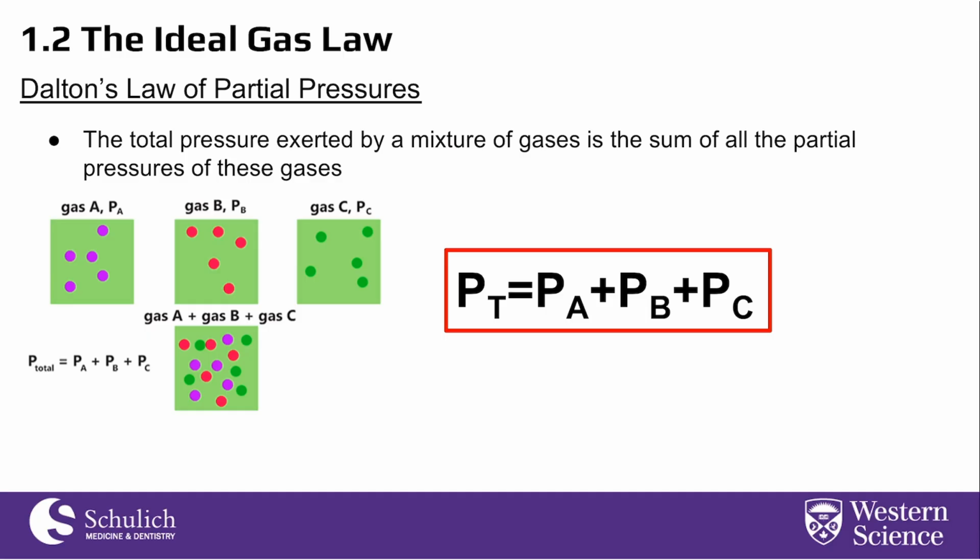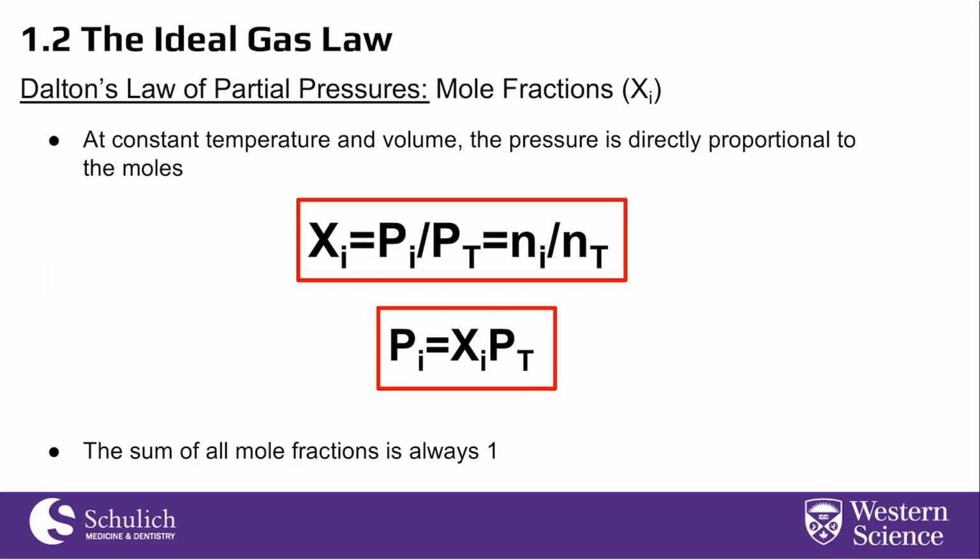And so we also have Dalton's law of partial pressures, which is going to be pretty important. And so this law states that the total pressure exerted by a mixture of gases is the sum of all the partial pressures of these gases. So we have gas A, gas B, and gas C. And when you mix all of these gases together, the total pressure is just going to be all the different partial pressures added up together. So that's just what that equation states.